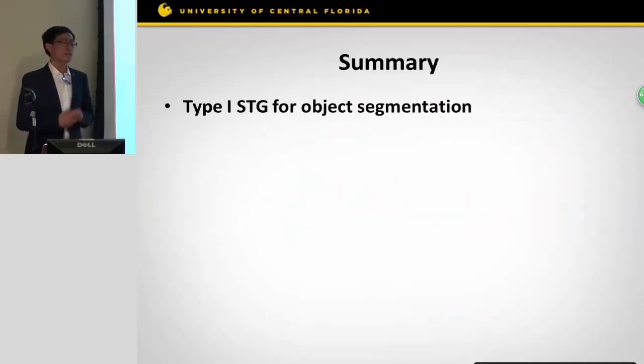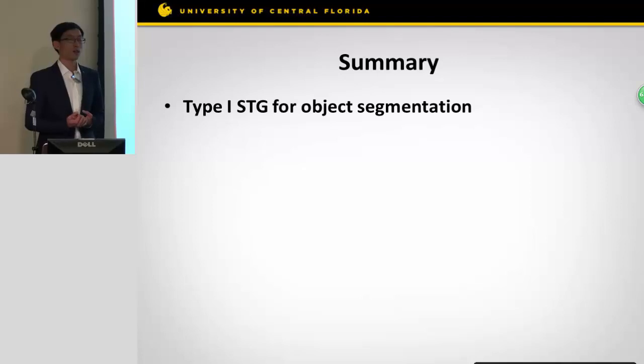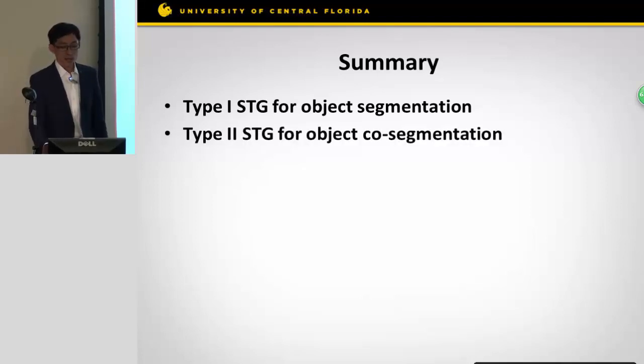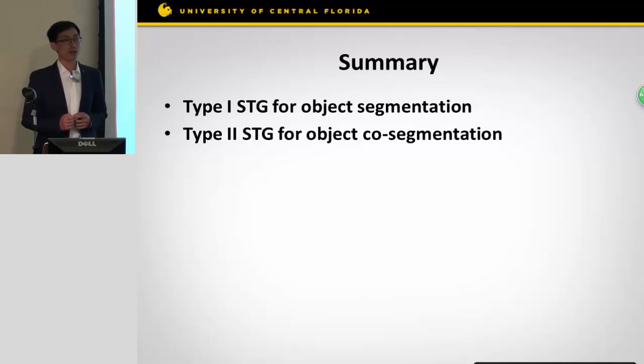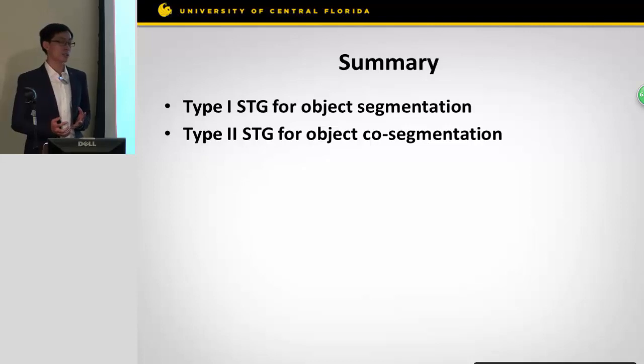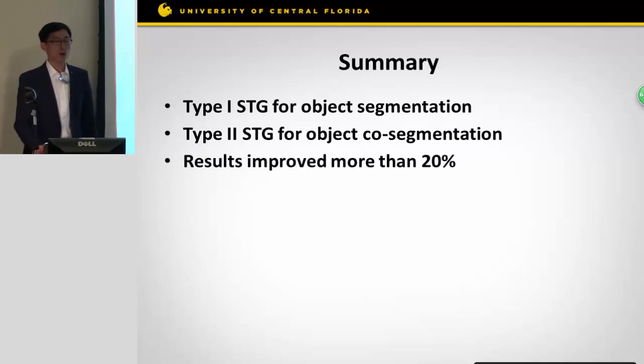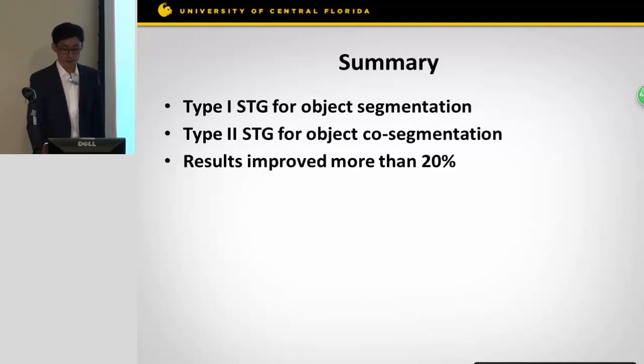In summary, in Chapter 1, we have demonstrated that the Type 1 spatial temporal graph can be employed to solve the video object segmentation problem. And in Chapter 2, we have shown that the Type 2 spatial temporal graph can be used to solve the video object co-segmentation problem. And for both of the problems, we have improved the results dramatically over the state-of-the-art methods.